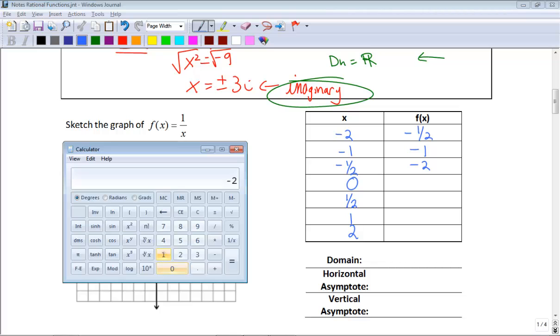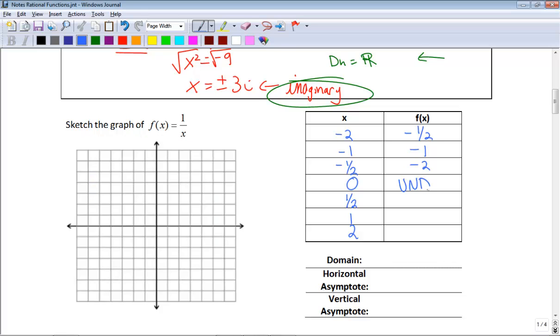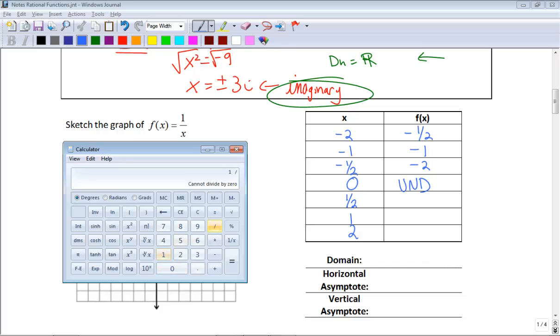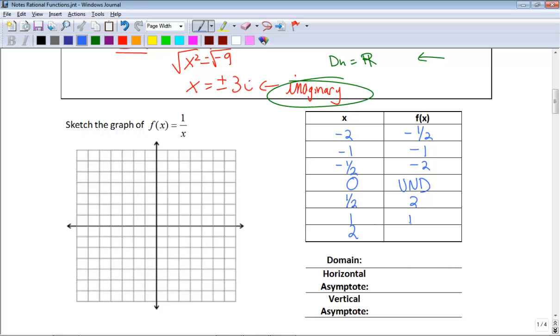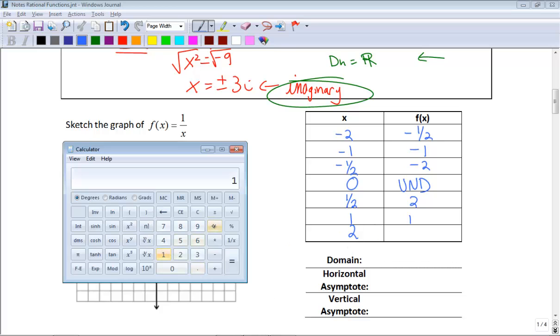1 divided by 0. I should get an error. I do. Look at it. It says cannot divide by 0. You cannot divide by 0. We all know that that's undefined. Next one, 1 divided by a half. We end up with 2. 1 divided by 1, we should end up with 1. And then 1 divided by 2 is a half.